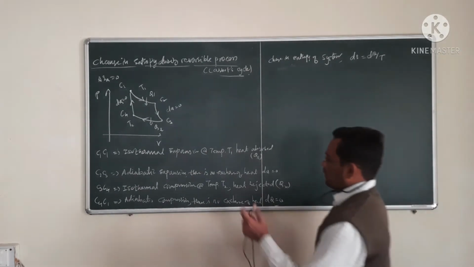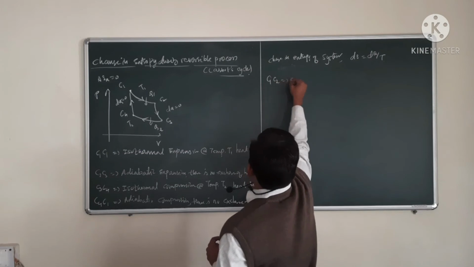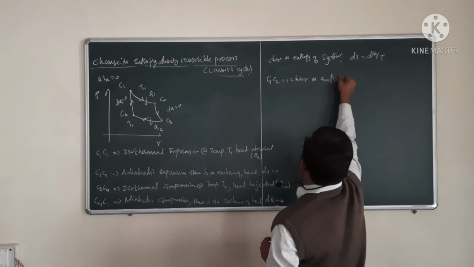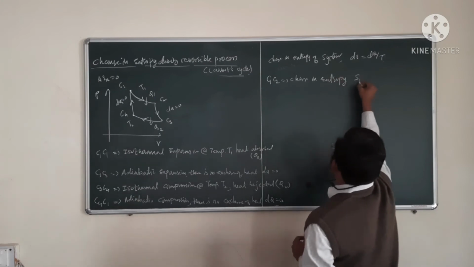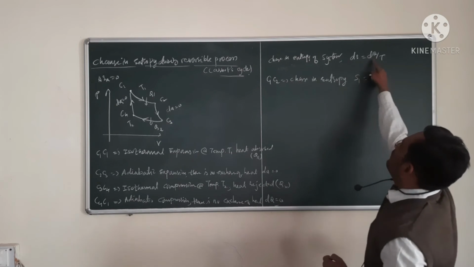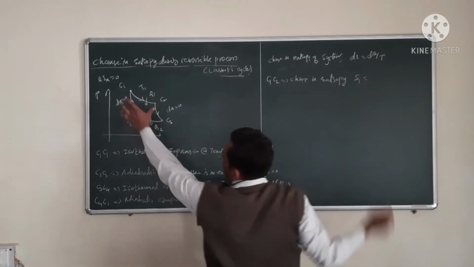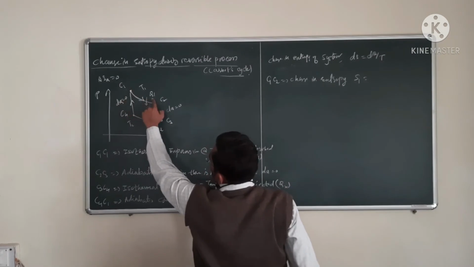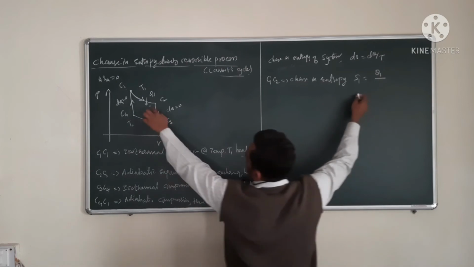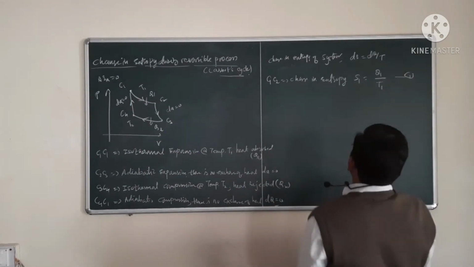So again, for C1 to C2, the change in entropy we are calling S1 is equal to, from this equation, dq, which means the amount of heat energy absorbed. From the C1 to C2 process, the amount of heat energy absorbed is Q1 at temperature T1. So the change in entropy is Q1 upon T1.